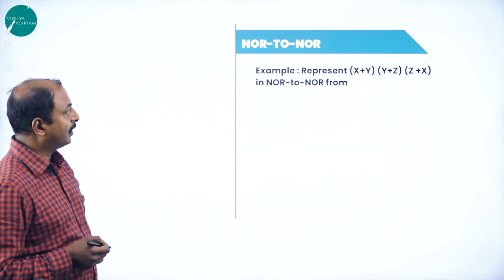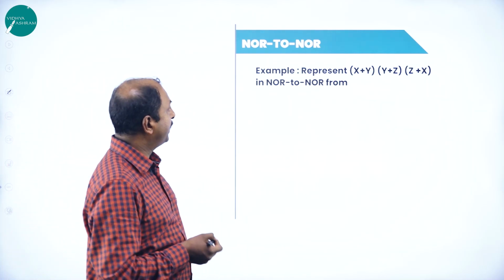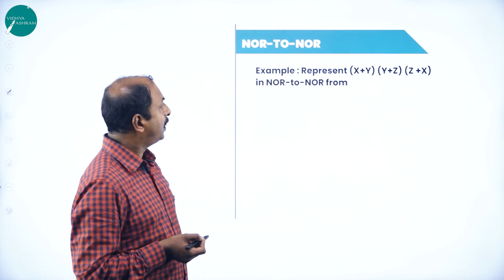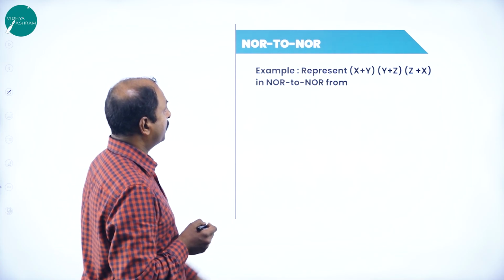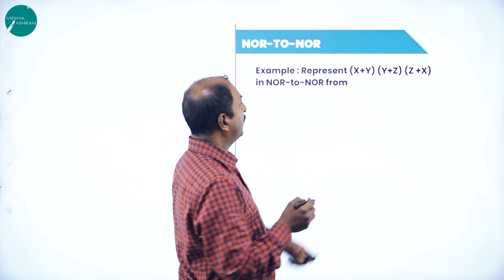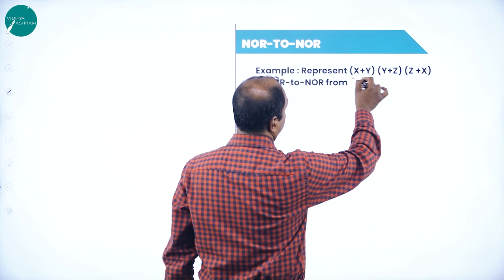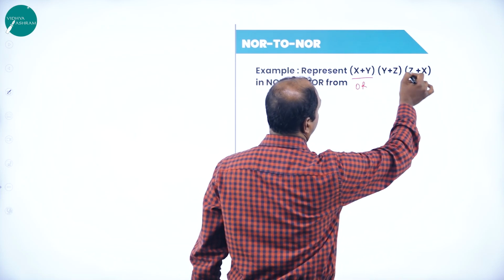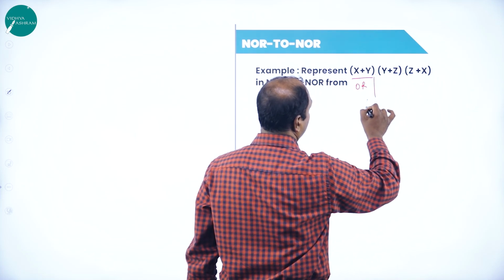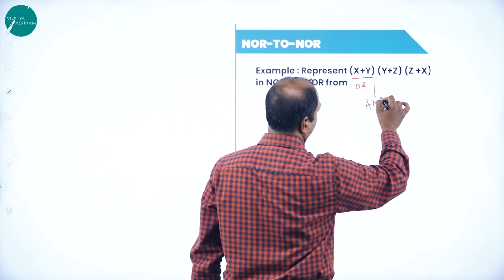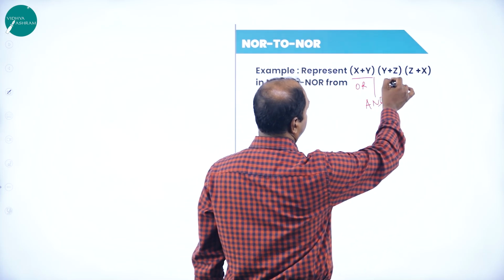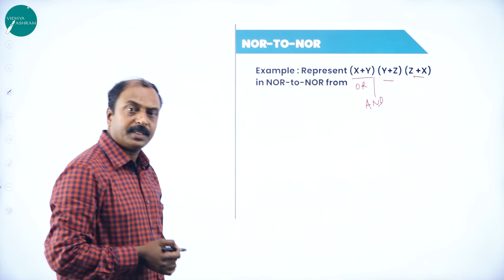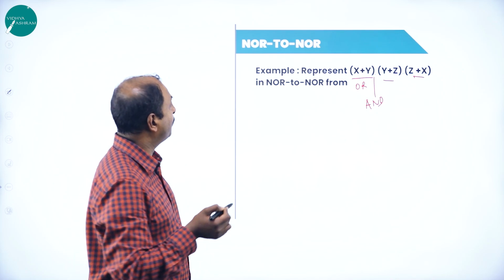Now look at the example here. Let us design the circuit for NOR to NOR logic, or NOR gate only. Look at the expression: x plus y, y plus z, z plus x. The plus stands for OR gate, the dot represents AND gate, and again there is another OR gate. Let us draw the circuit diagram by using basic gates.